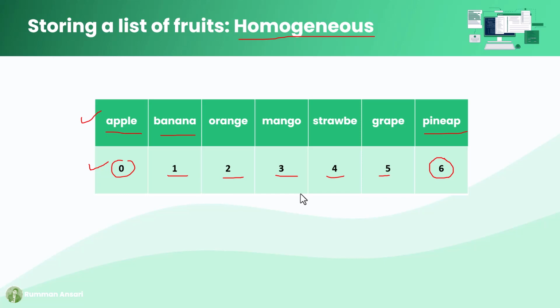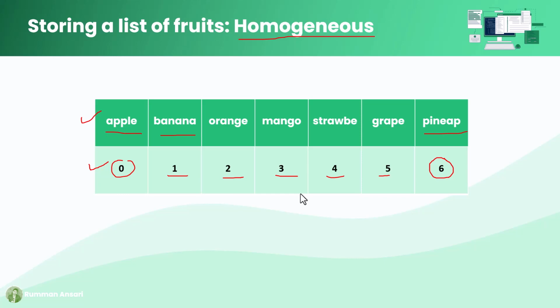Don't worry, we'll talk about all the coding concepts, and I'll show you how you can access all these elements through the index. But at this point of time, just try to understand what an array is and what type of data we can store inside our array.